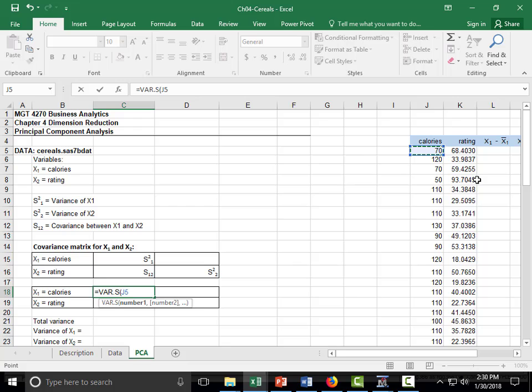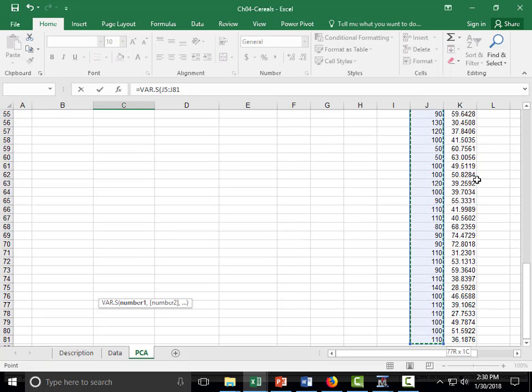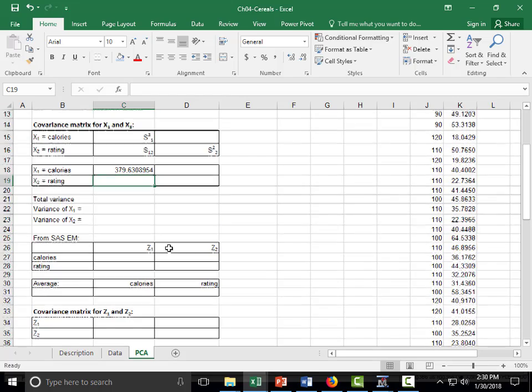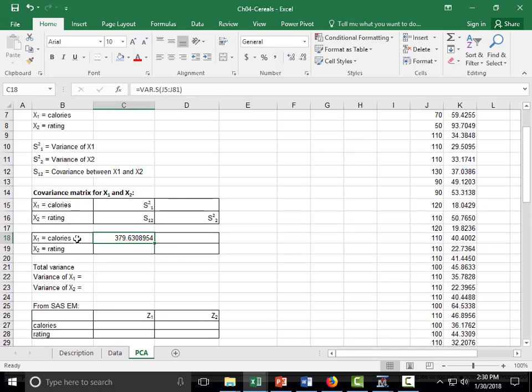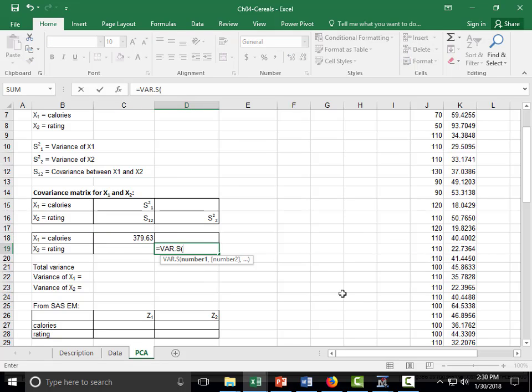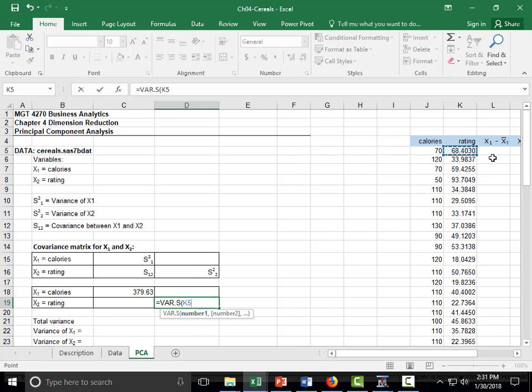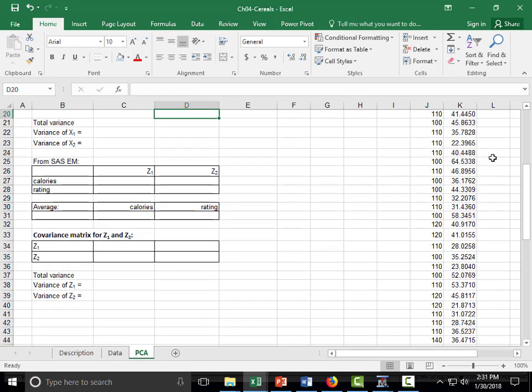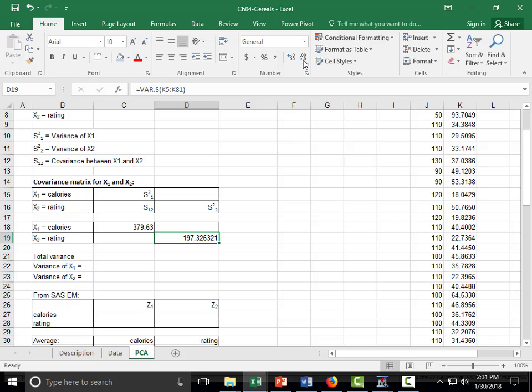So say calories. All right, so that will give us the variance of calories. Now let's do var.s of the second variable. Right? So that gives us the variance of the second variable.